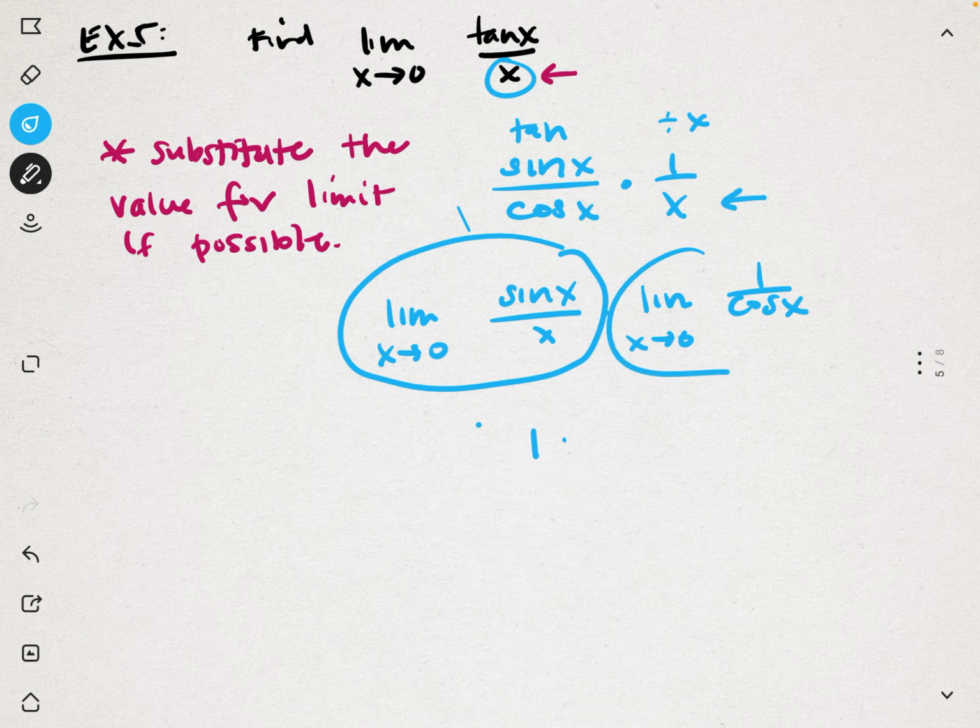Now, this one here, cosine at 0, is also 1. Right? So 1 over 1 is this whole limit. So 1 times 1 is going to be 1. So this whole thing, the limit as x approaches 0 of tangent x over x, is going to be 1.